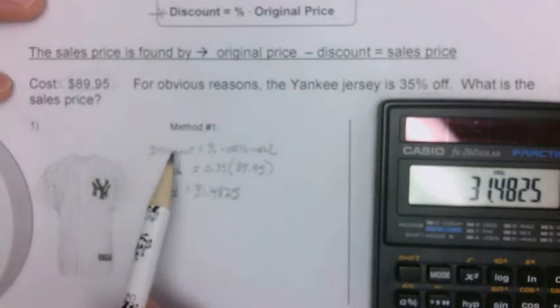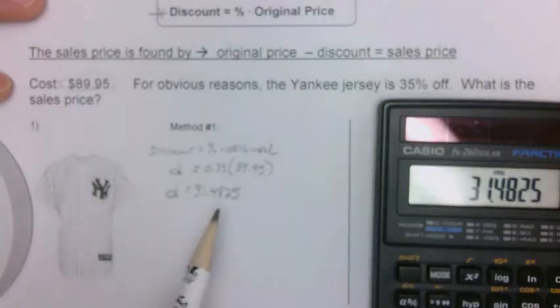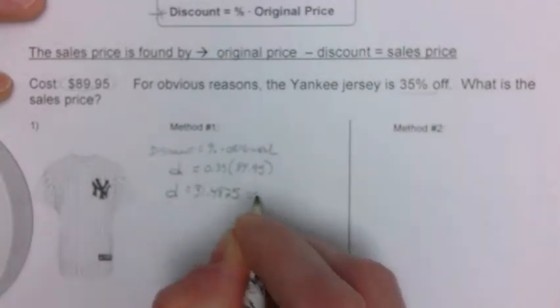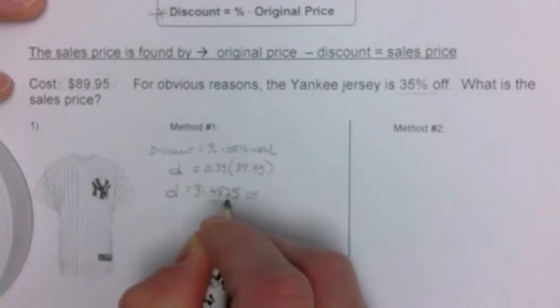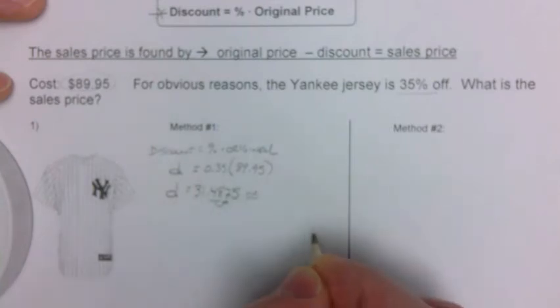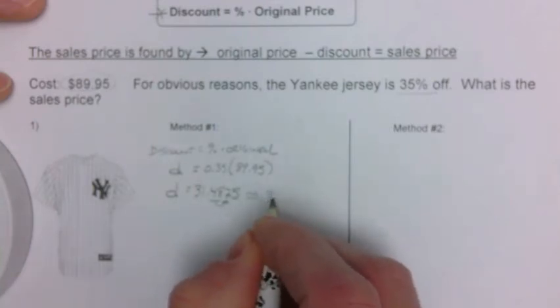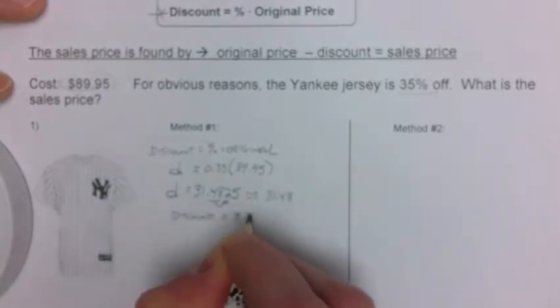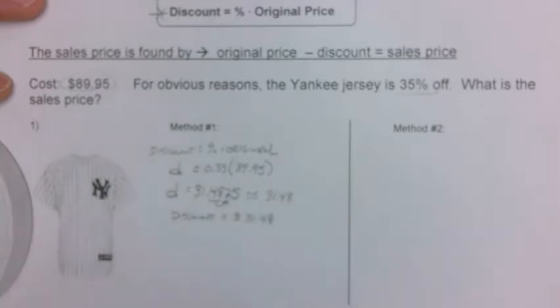Now, you're finding a discount. Discount has to be money. This answer can't be money because it's got more than two decimal places. So we're going to round that to the nearest hundredth. This number is approximately, it looks like 48 hundredths. That 2 in the thousandths place is not enough to round us up. So it would be 31 and 48 hundredths. So that is the discount. The discount is $31.48.